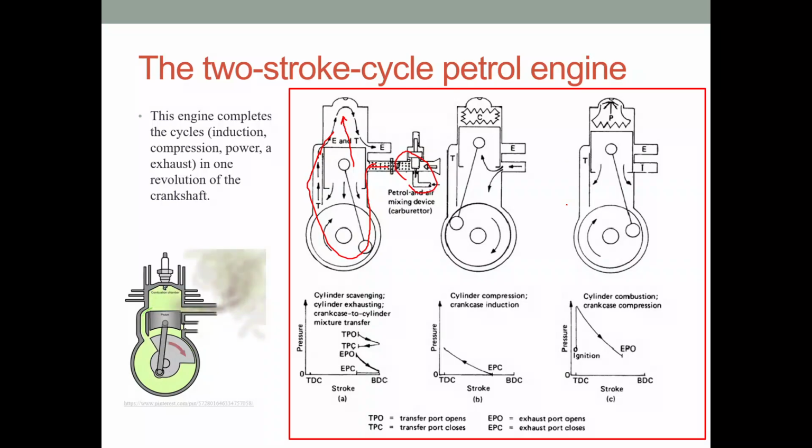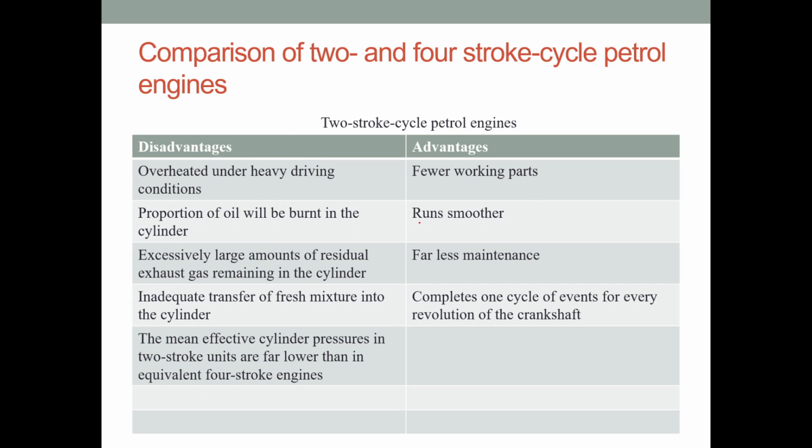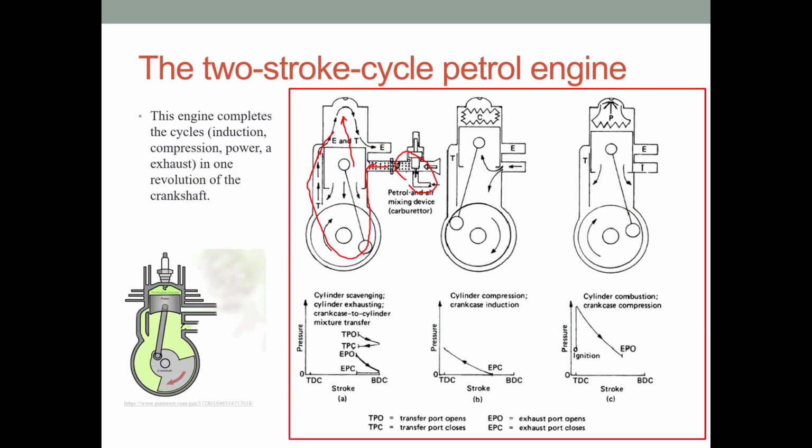So this two-stroke cycle petrol engine has fewer working parts because it doesn't have an inlet valve, it doesn't have an outlet valve. But there are some disadvantages with this two-stroke cycle petrol engine compared with the four-stroke cycle engine. For instance, it's going to be overheated under heavy driving conditions. A proportion of oil will be burned in the cylinder because you saw that this oil and mixture is going to be burned because of the heat.